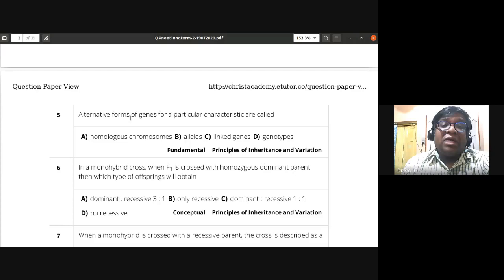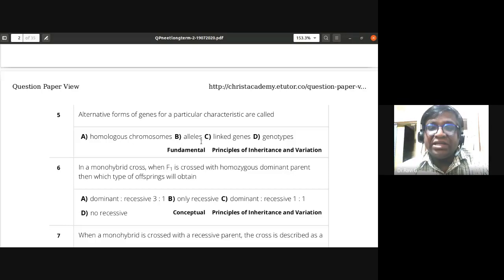Alternative forms of genes for a particular characteristic are called alleles. See, alleles are the contrasting characters. For the length of a plant, there are contrasting genes for it: tall gene, dwarf gene. So tall and dwarf are alleles for the length of the plant. So the alternative forms of genes for a particular characteristic are called alleles. B is the answer for it.